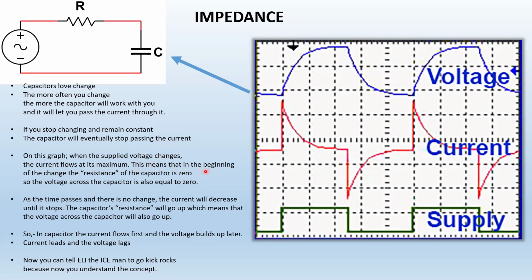This means that in the beginning of the change, the resistance is zero, so the voltage across the capacitor will be equal to 0. At the same time, as the time passes and there is no change, the current will decrease until it stops. The capacitor resistance will go up, which means that the voltage across the capacitor will also go up. So in a capacitor, the current flows first and the voltage builds up later. Current leads, voltage lags.